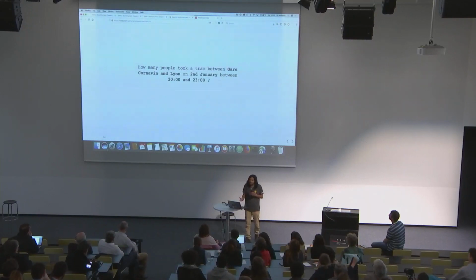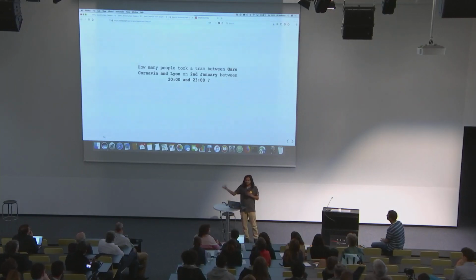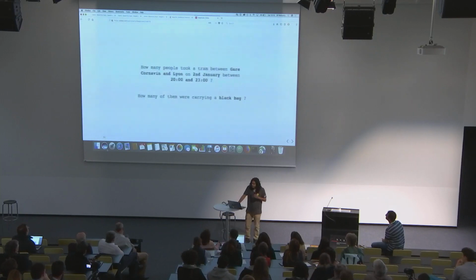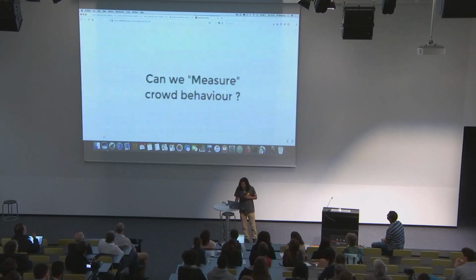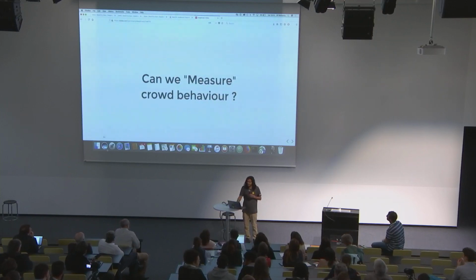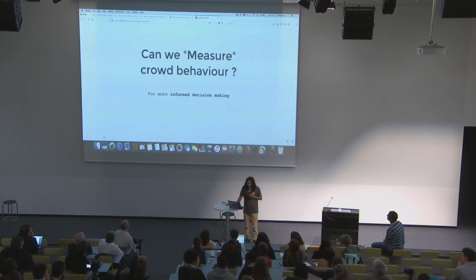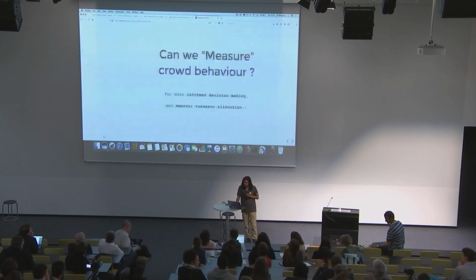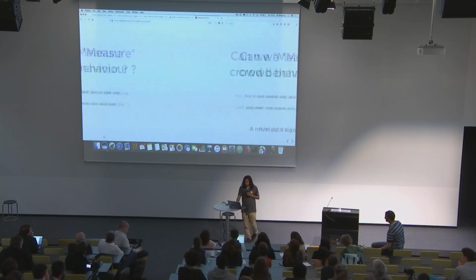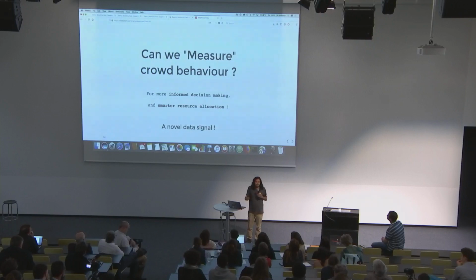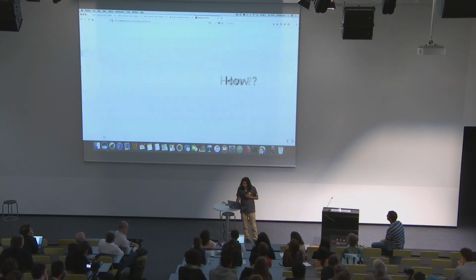For example, can you answer how many people took a tram between Gare Cornavin and Lyon on 2nd of January between 20 and 23? Can we actually answer something like this? And how many of them were carrying a black bag? Let's be ambitious. And so the question is, can we measure crowd behavior, for more informed decision making and smarter resource allocation, or as a novel data signal to solve some kind of problem?